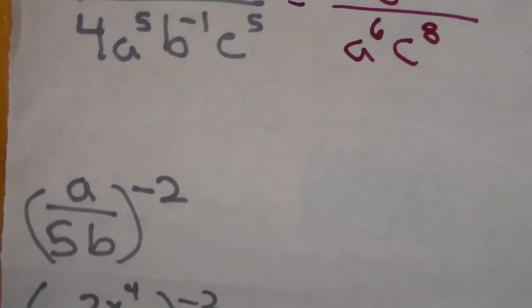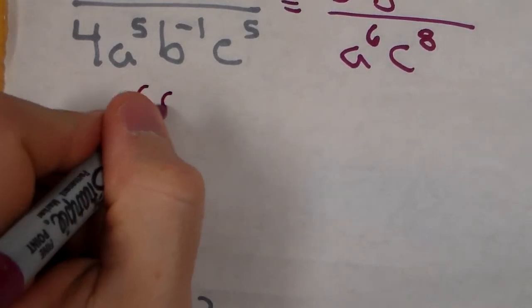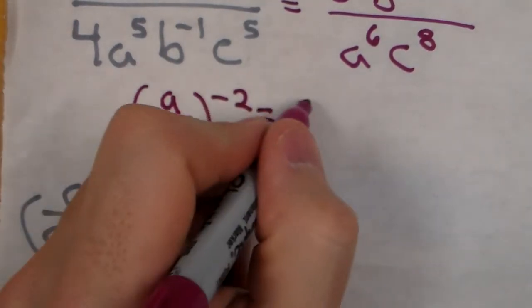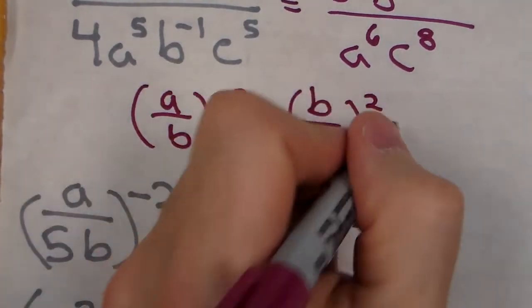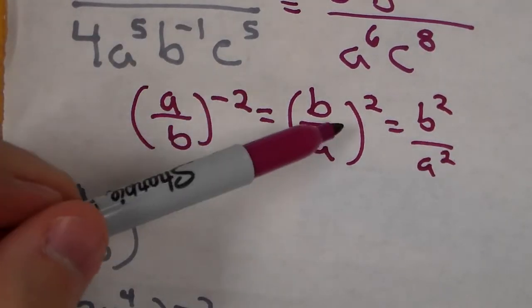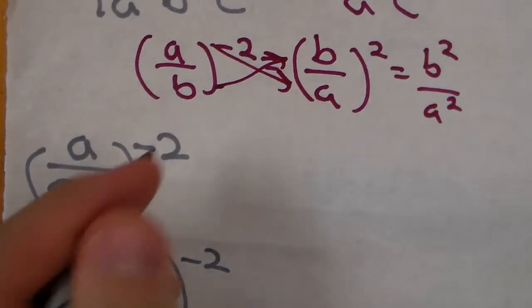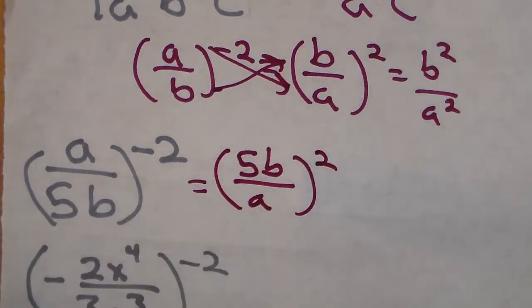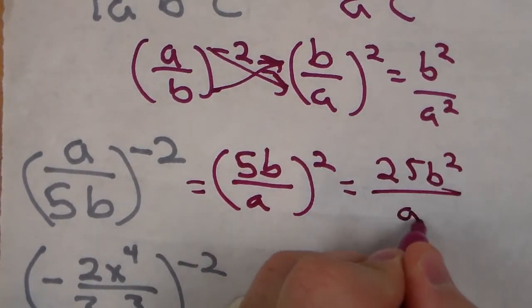Now the last step we have to take is, what if we have a negative exponent on all of it? If we had something like a over b to the negative 2, I'm going to first take the reciprocal of it and make it b over a to the positive 2. That allows us to finish the problem, b squared over a squared, and get to our answer. But anytime I have a negative exponent, you switch the fraction, get the reciprocal, and finish solving. So now, in this problem, I'm going to write it as 5b over a, now to a positive 2. By squaring, I get 25b squared over a squared.